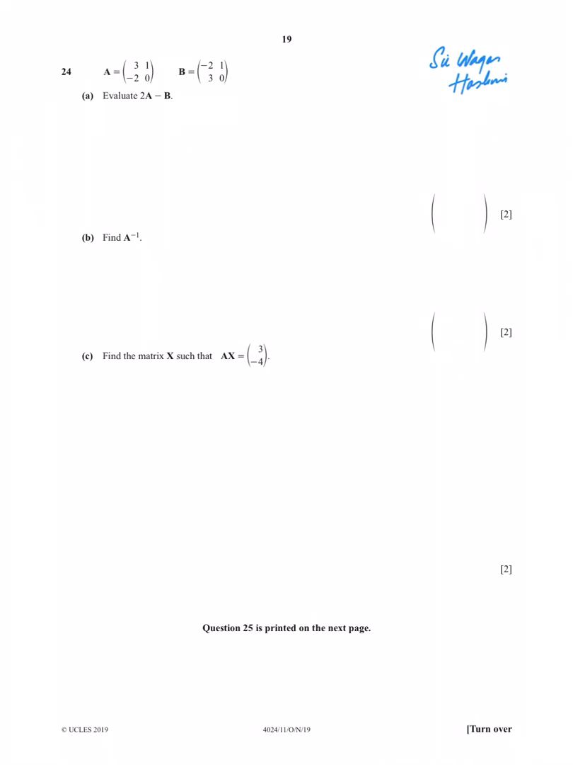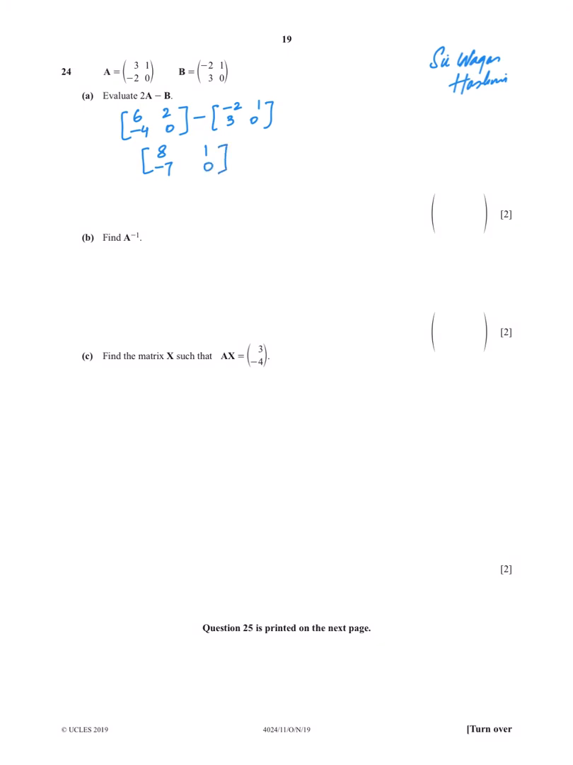Question number 24. Evaluate 2A minus B. So you need to multiply the matrix A by 2. It will be 6, 2, minus 4 and 0. Minus B is what? Minus 2, 3, 1 and 0. We need to subtract. 6 minus 2 will be 4. 2 minus 3 is minus 1, 1 minus 4 is minus 3, and 0 minus 0 leads to 0. So that is your first answer.